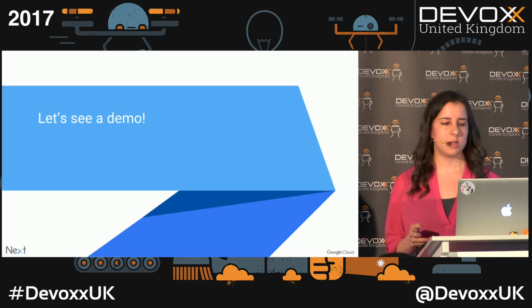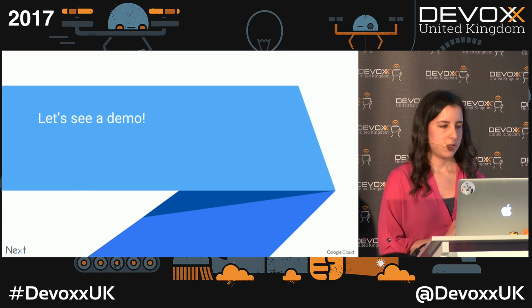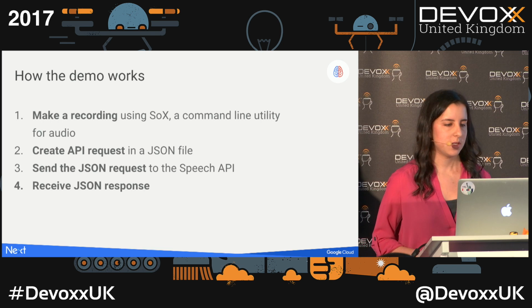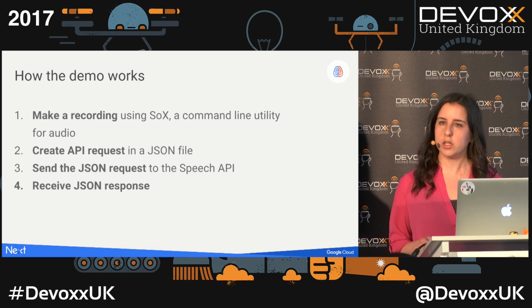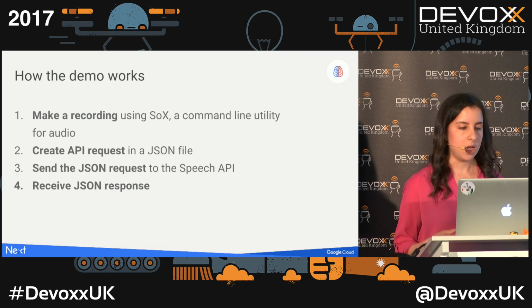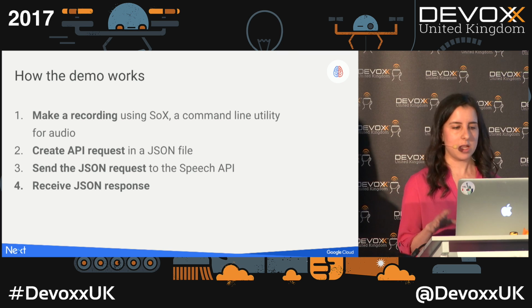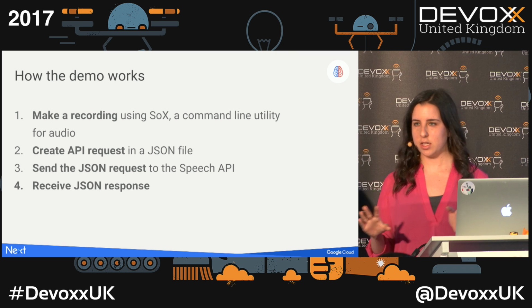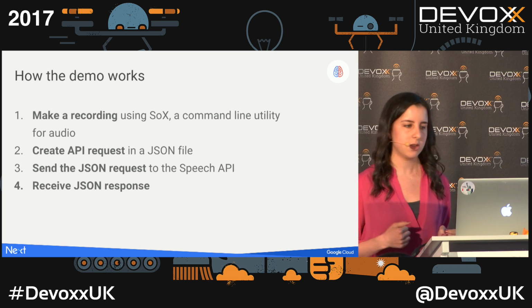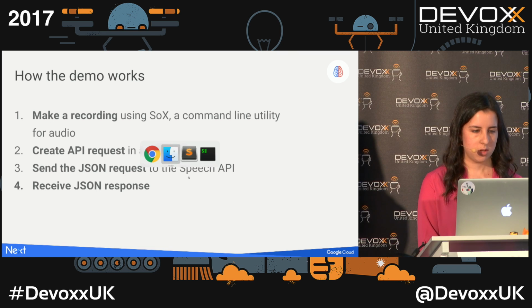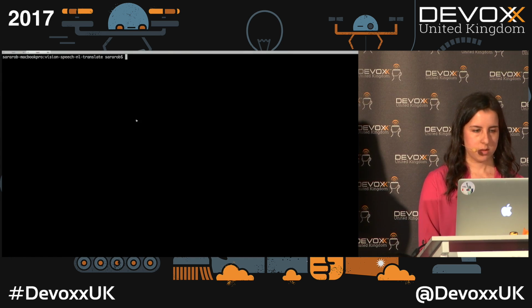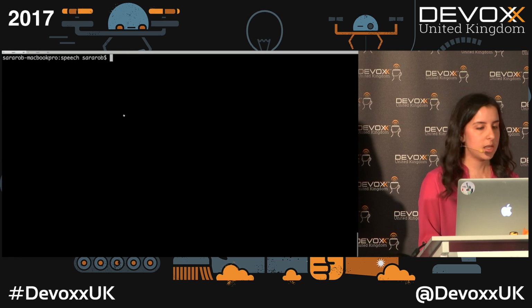And the best way to show the speech API is through a demo. So I built a bash script that calls the speech API using SoX, which is just a command line utility for understanding audio. So I'm going to make a live recording. I'm going to create an API request in a JSON file. We're going to send it to the speech API, and then we're going to see its response back. So I'm going to switch to the command line over here. Make sure everyone can see that.